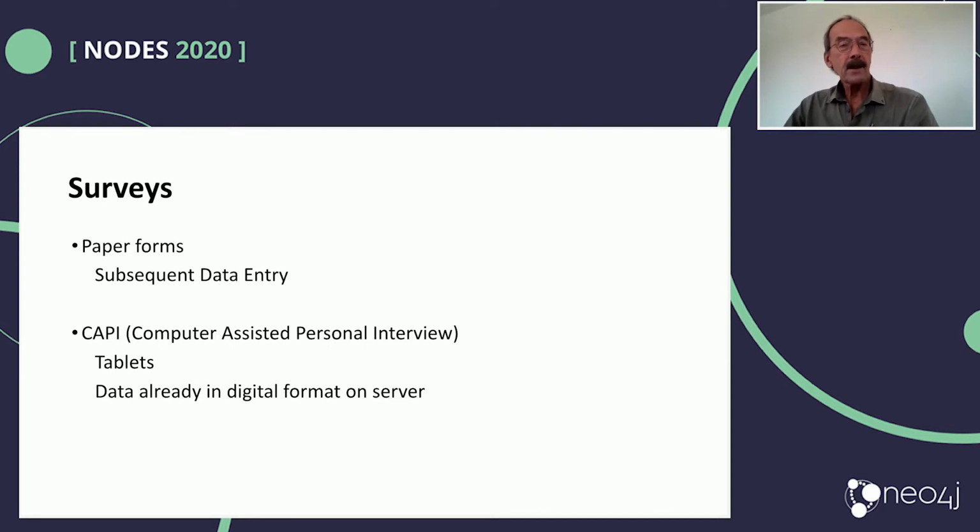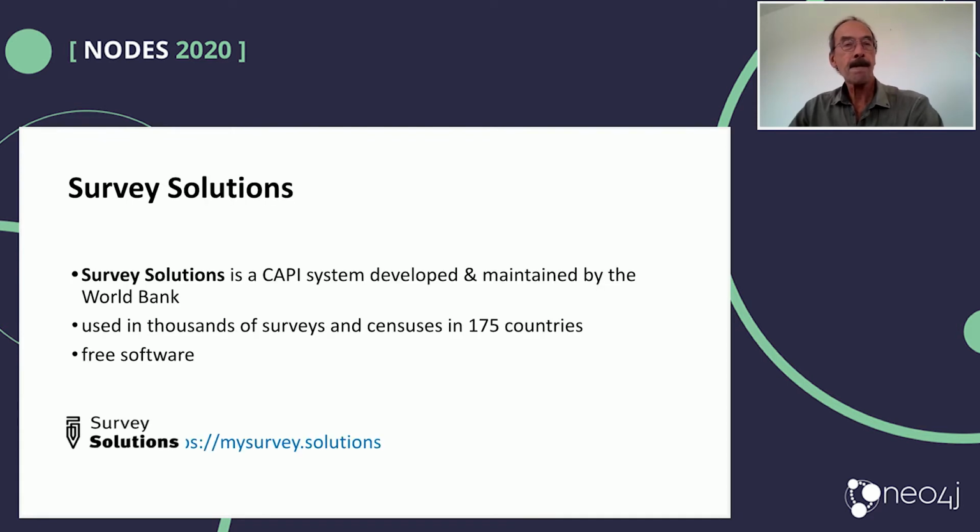In the past, surveys were done on paper forms with subsequent data entry into a computer. Nowadays, we use computer-assisted technology, CAPI systems, where the questionnaire is implemented on tablets, and you collect the data on a tablet, and they are regularly sent to a server over the internet. And at the end, your data are already in digital format on the server.